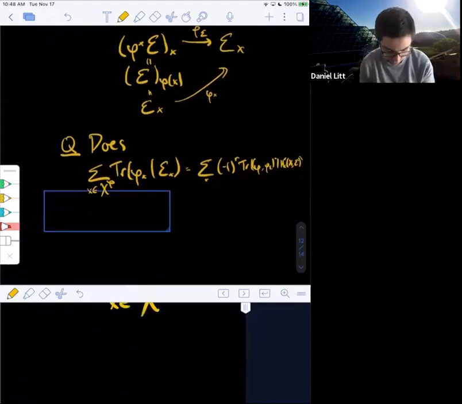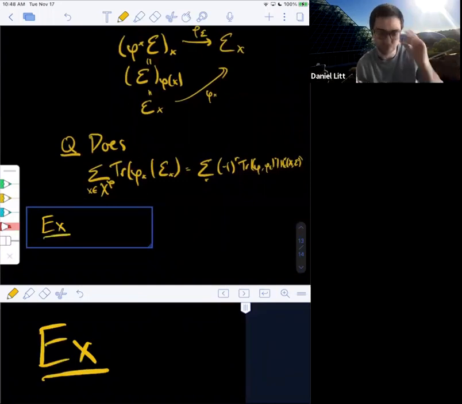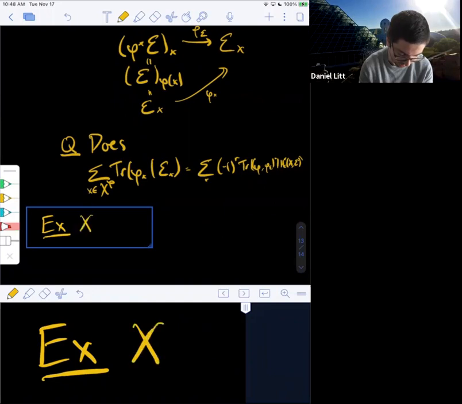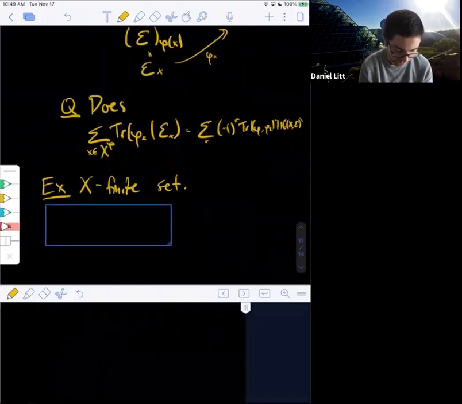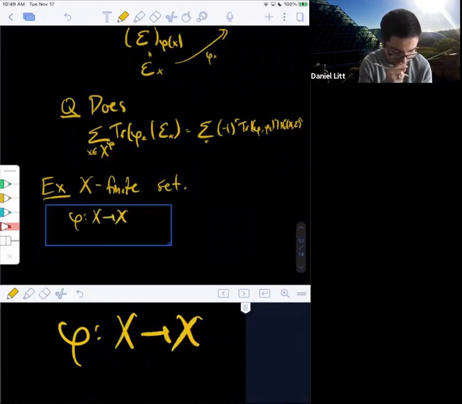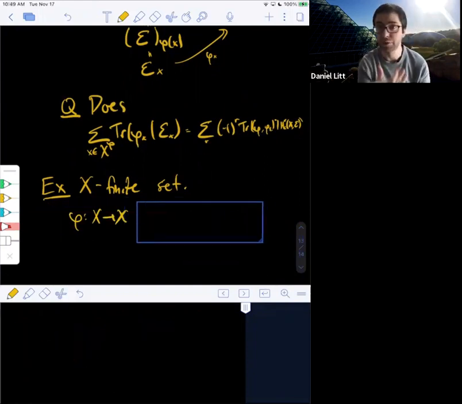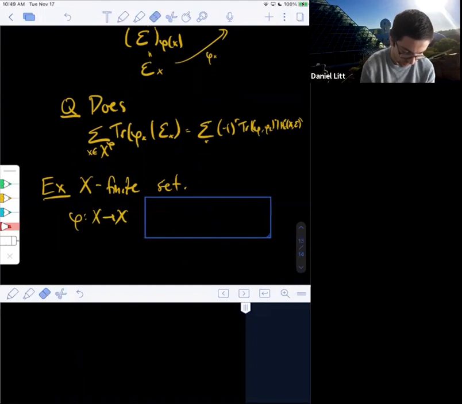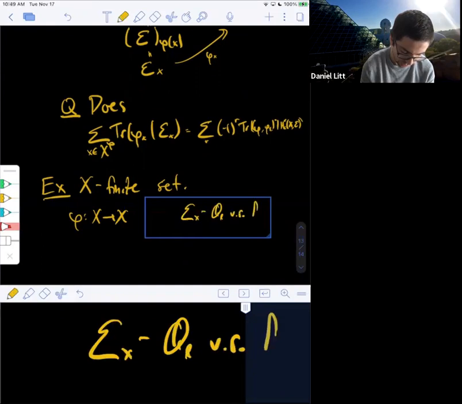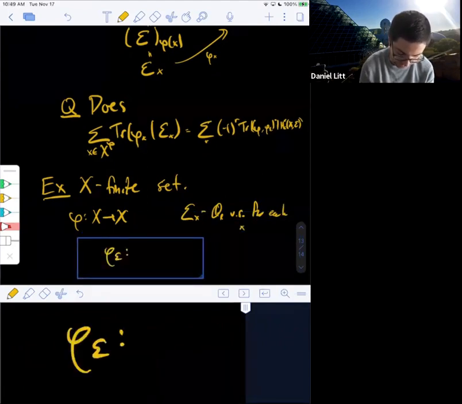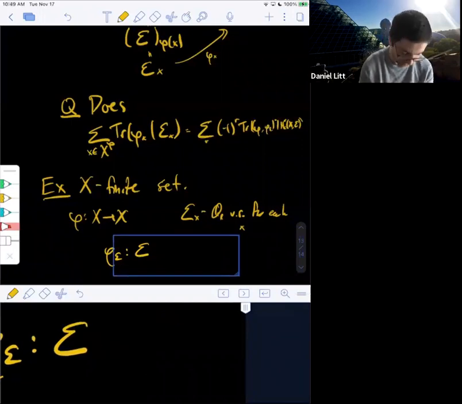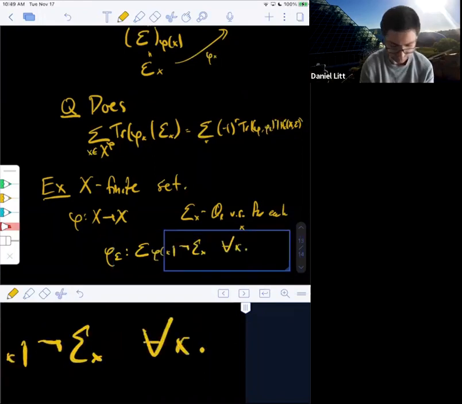So maybe let me give you an example, and then we'll call it a day and pick up next time discussing the case where phi is Frobenius. The main example, and this is what always motivates these sorts of questions, is if X is a finite set. So we have phi from X to X. And what is a sheaf on this thing? It's just a vector space. So we have a Q_l vector space E_x for each x, and we have a map phi_E from E_phi(x) to E_x for all x. This is the data in the case of a finite set.